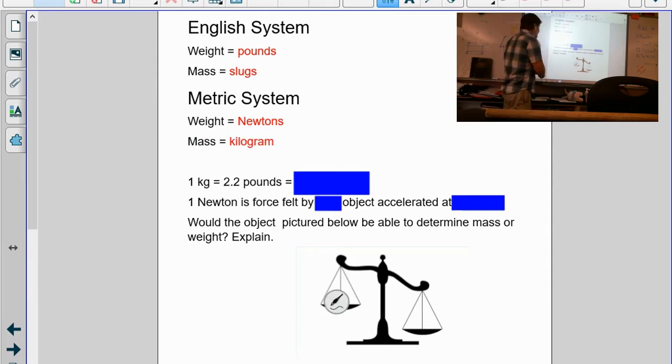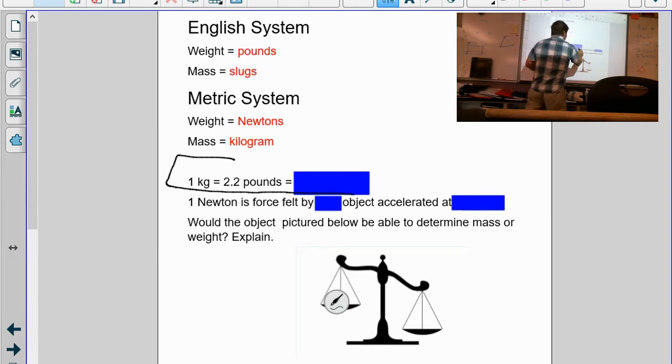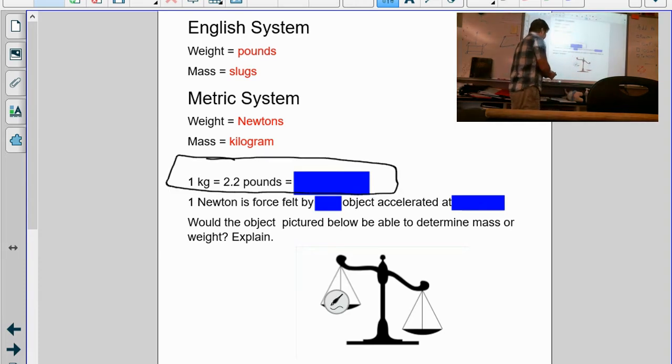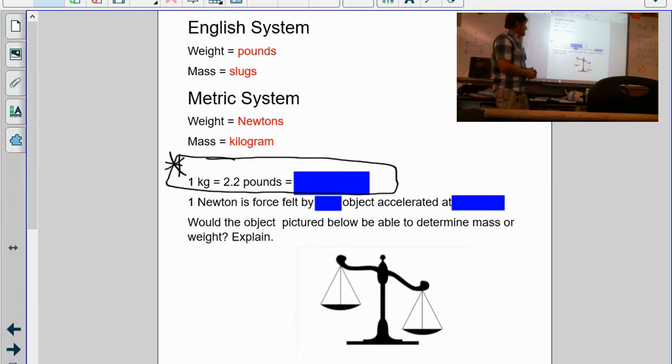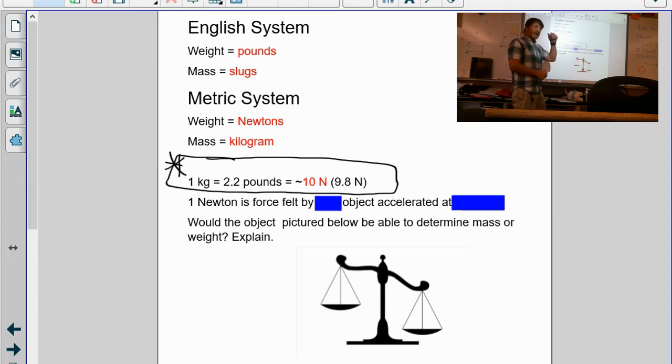So I told you before that you don't need to memorize much in this class, but this is something that you are going to be using often, and you should memorize this. So 1 kilogram is 2.2 pounds, but these are both also equivalent to about 10 newtons. So when we are just doing our calculations, we'll use 10 newtons. If we're doing a lab, we'll use 9.8 newtons. Okay, so 10 newtons, 2.2 pounds, 1 kilogram. We're going to come back to that in just a moment.